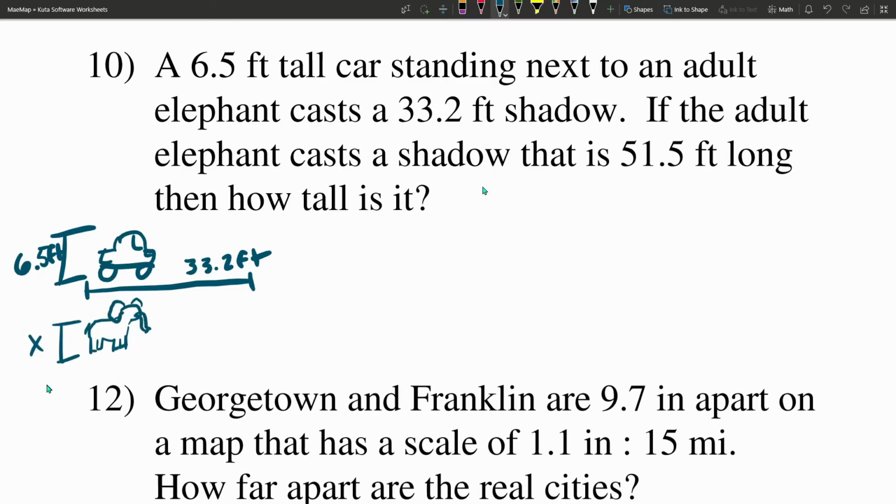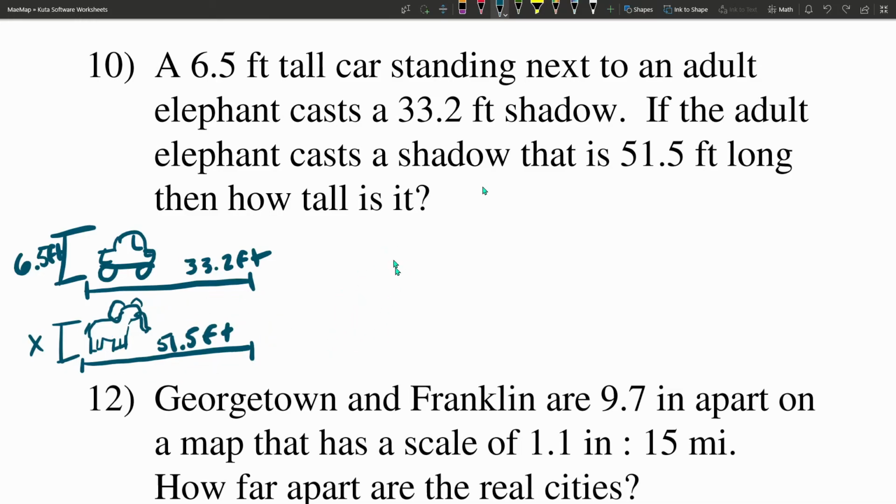But we do know that it casts a 51.5 foot shadow. So think about it. If the shadow of the elephant is a lot longer than the shadow of the car, what do you think the elephant's height is going to be compared to the car itself? It's going to be bigger. This is going to be bigger than 6.5 feet because its shadow is longer.